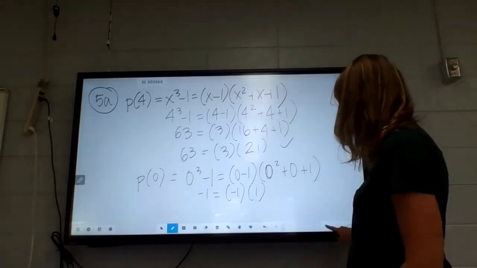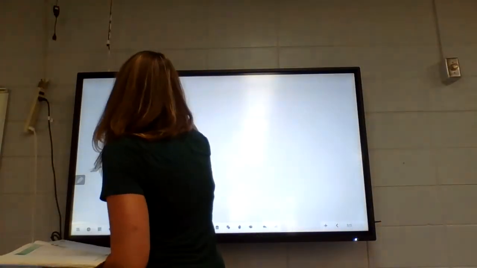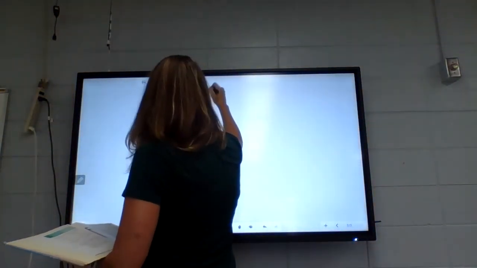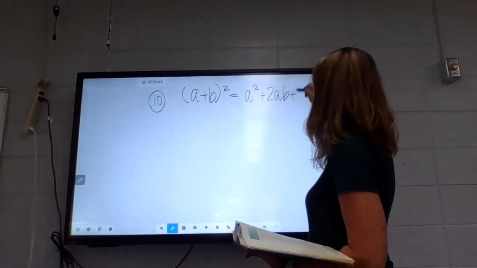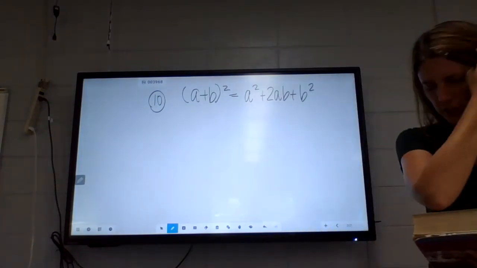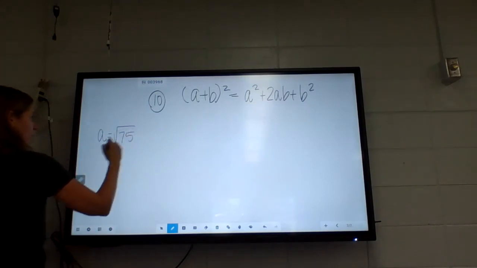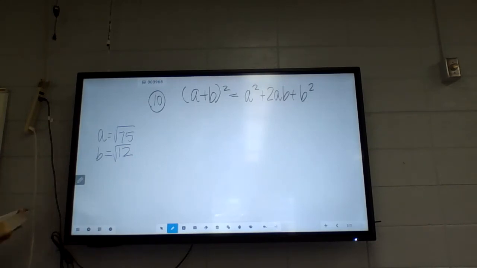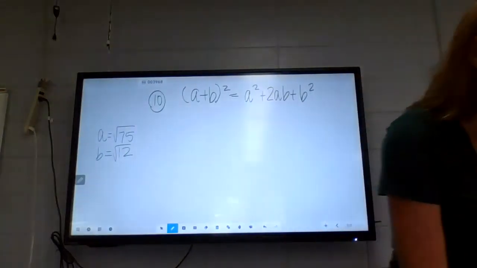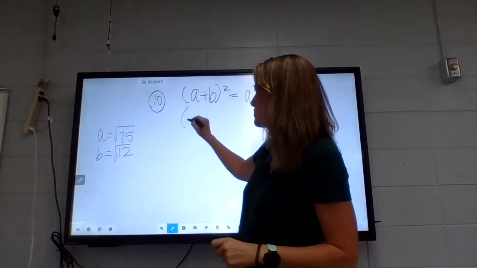So in number 10, we're using this formula. And they give you some values to try. They say that A is the square root of 75, B is the square root of 12. And so they're saying, does that equal 147? So we're going to put that all into this formula. So they're basically telling you to substitute those values in.